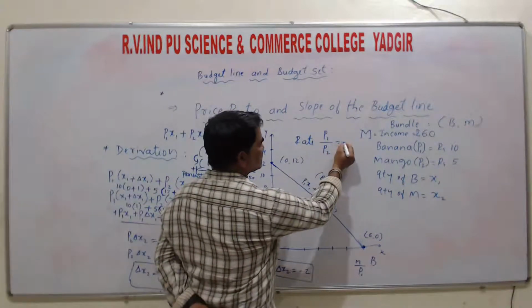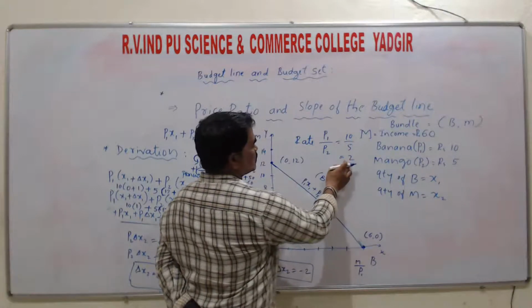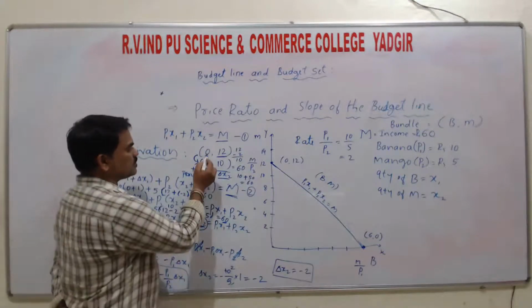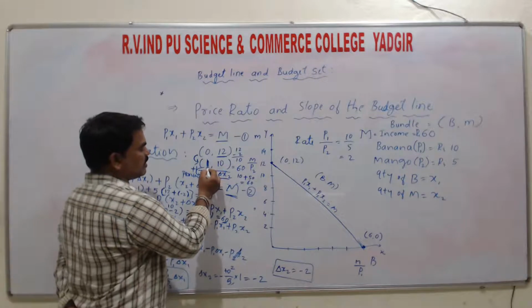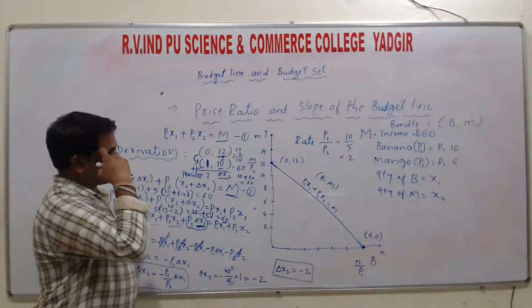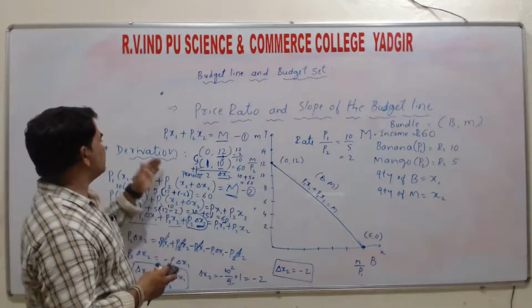In our example, what is the rate? The price ratio 10 by 5 is 2. So this is the rate at which he is substituting bananas for mangoes. If he has to substitute one banana for 2 mangoes, it is equal to 10. So this is what we call the price ratio, and this is the derivation.